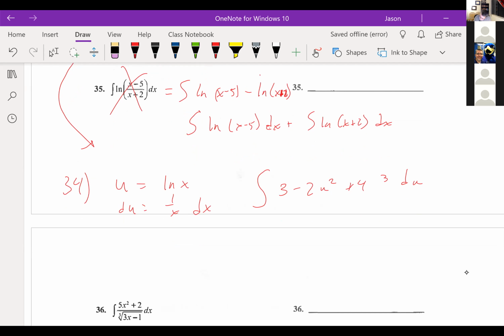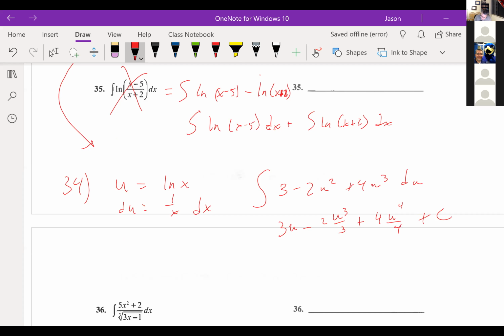Okay. And so I get, integrate this, it's going to be 3u minus, this is going to go up to 3 and divide by 3. So this is 2u cubed over 3 plus 4u to the 4th over 4, right? Plus c, gonna have the plus c, always plus c.